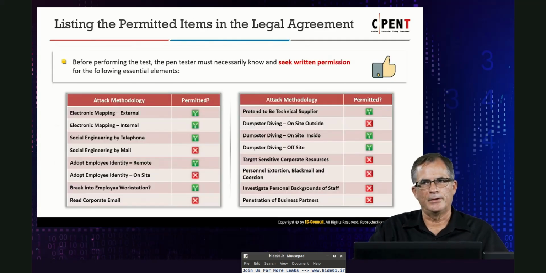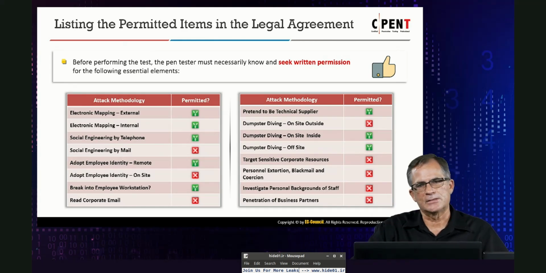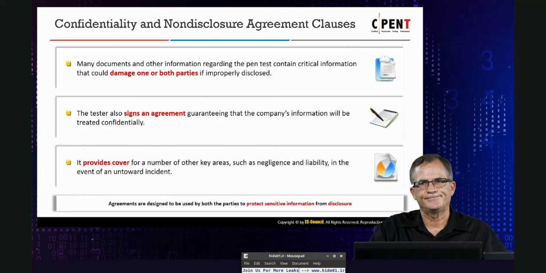Listing the permitted items in the agreement: electronic mapping, right? Adopt employees, and you see there in our chart, are we doing social engineering by mail? The answer is no. Are we breaking into employee workstations? Yes. Are we reading corporate email? No. So when you start looking at this chart, this is a good example of how you want to make sure that you explain what you're going to do in your testing. And by explaining what you're going to do in this testing, now it's easy to set up the written permission. As soon as they give you written permission, those easy, simple yeses there tell you what you're allowed to do and not do. And that's a very important component to make sure you have in your contract.